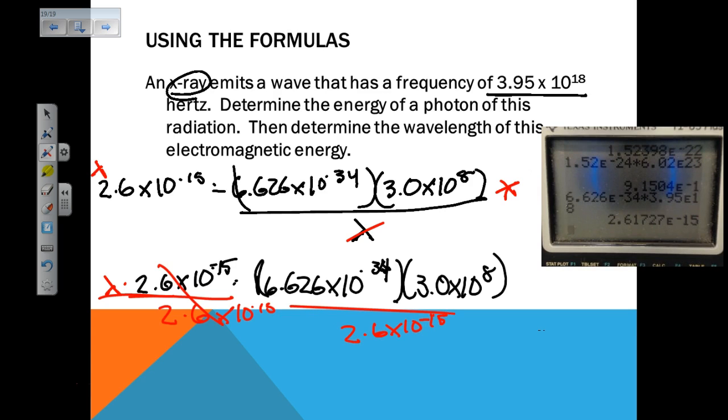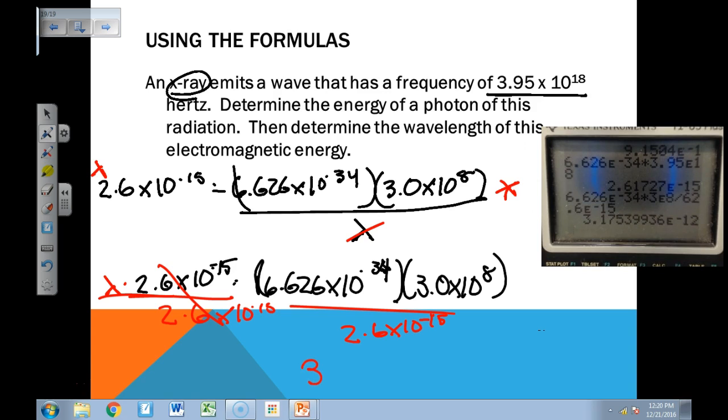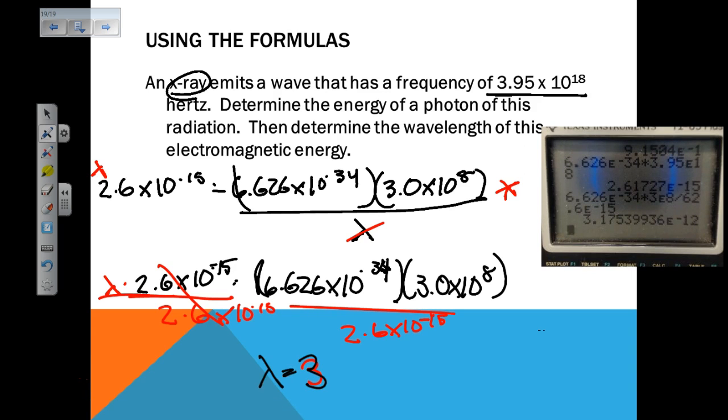So you get 6.626 times 10 to the negative 34 times 3 times 10 to the 8th divided by 2.6 times 10 to the negative 15. Then you get an answer that the wavelength, lambda, equals 3.18 times 10 to the minus 12, and the unit for wavelength is meters. So there's your answer.